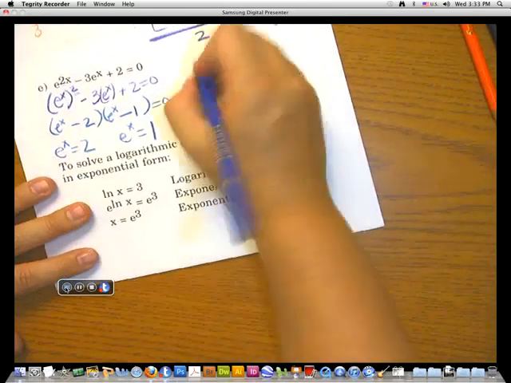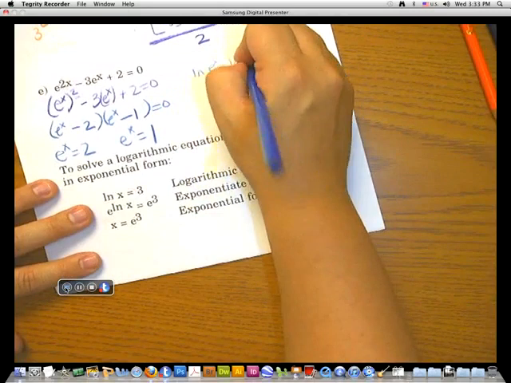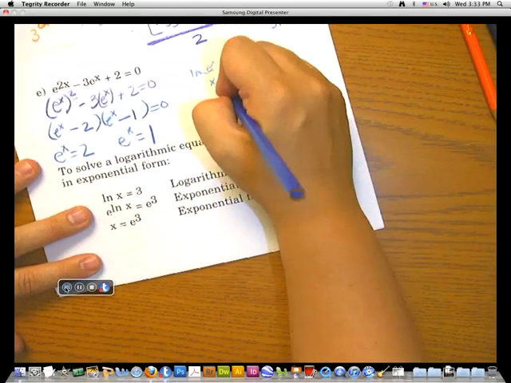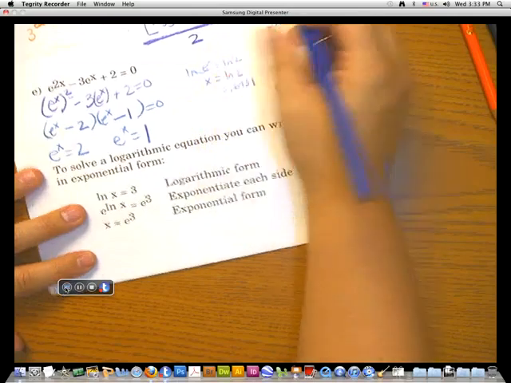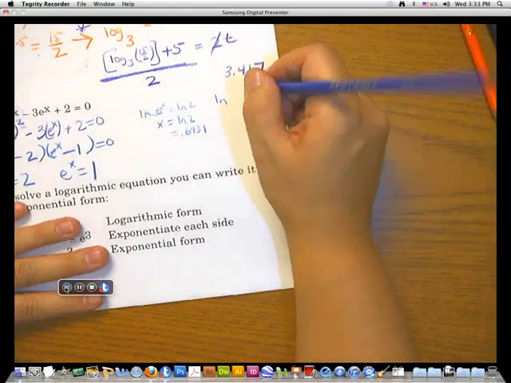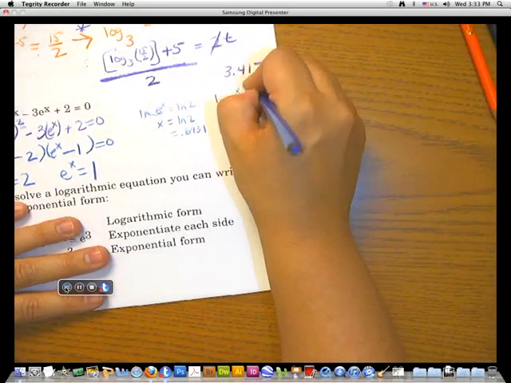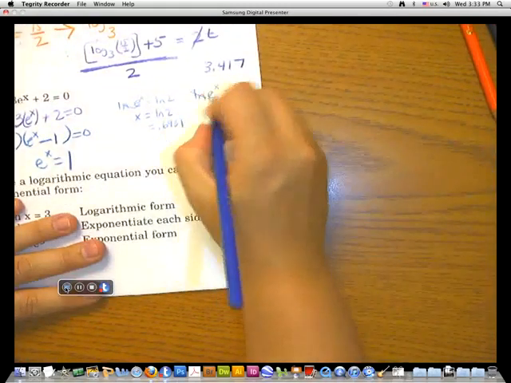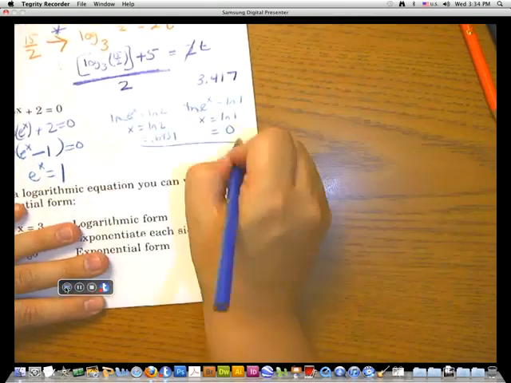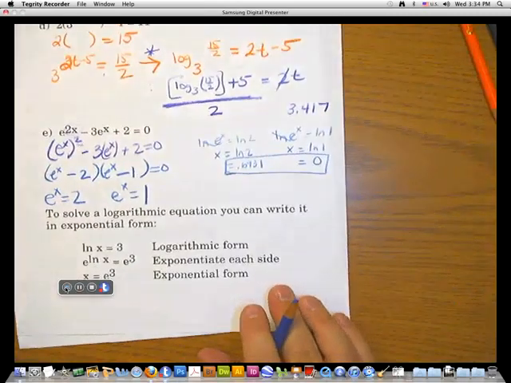When we take the natural log of both sides, natural log of e to the x and the natural log of 2 goes away, so x is the natural log of 2, which is 0.6931. And when I do the natural log, e to the x is natural log of 1, goes away, we get x is the natural log of 1, which is 0. So we actually get those two solutions.